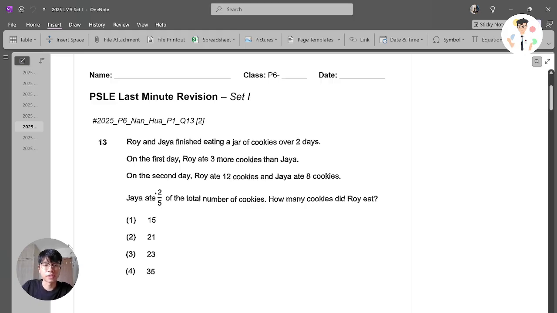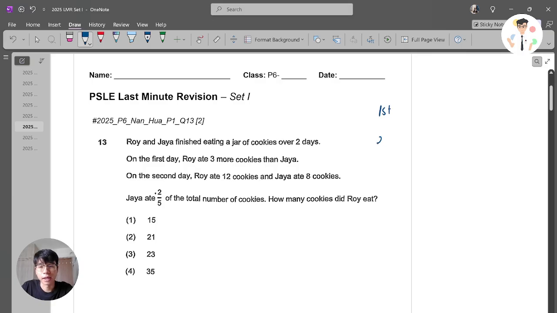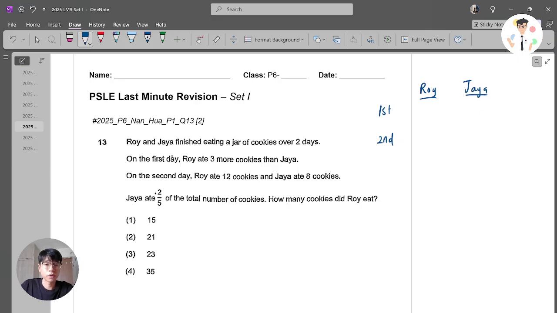So here the question says that Roy and Jaya finished eating a jar of cookies over 2 days. So there are 2 days, so there's first day and there's second day. And I have this first Roy and second person Jaya. Now, on the first day, Roy ate 3 more cookies than Jaya. So if I were to draw a model, it looks like this. 3 more than Jaya. Okay, and then I know this and this will be the same amount.